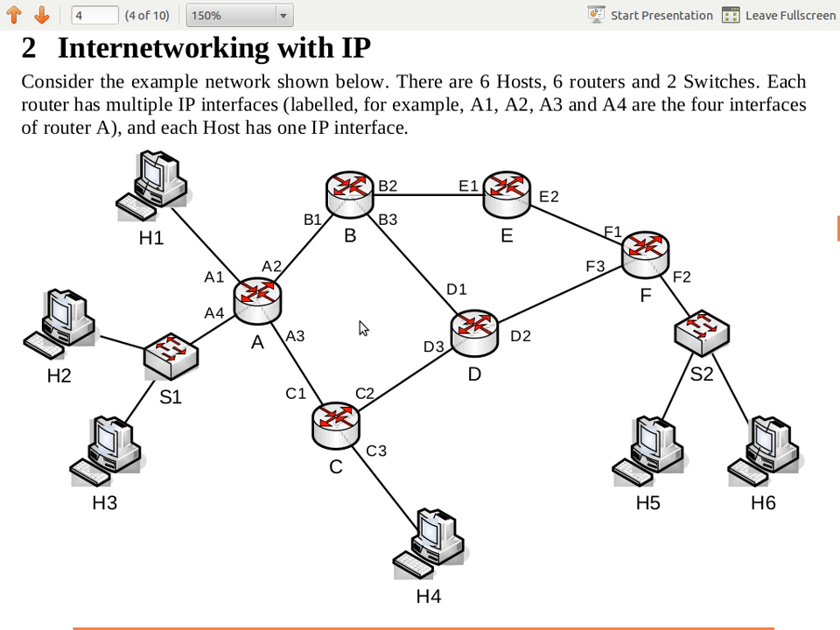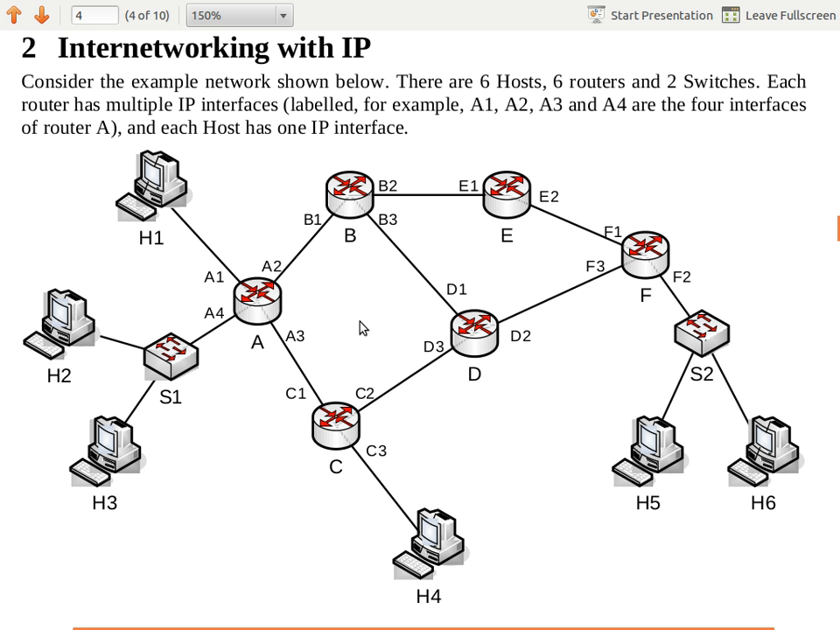If there is a choice of subnet, which one do we choose? So the question is, if there's a choice, which one do we choose? There's no choice in this example for hosts, but there is a choice for routers.